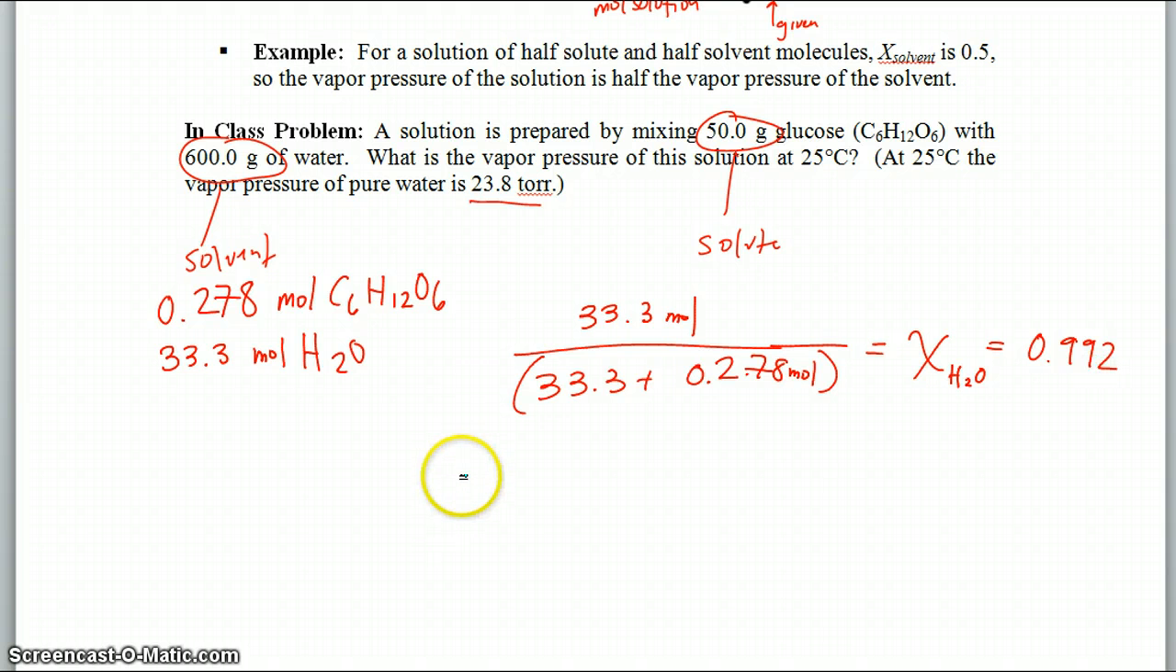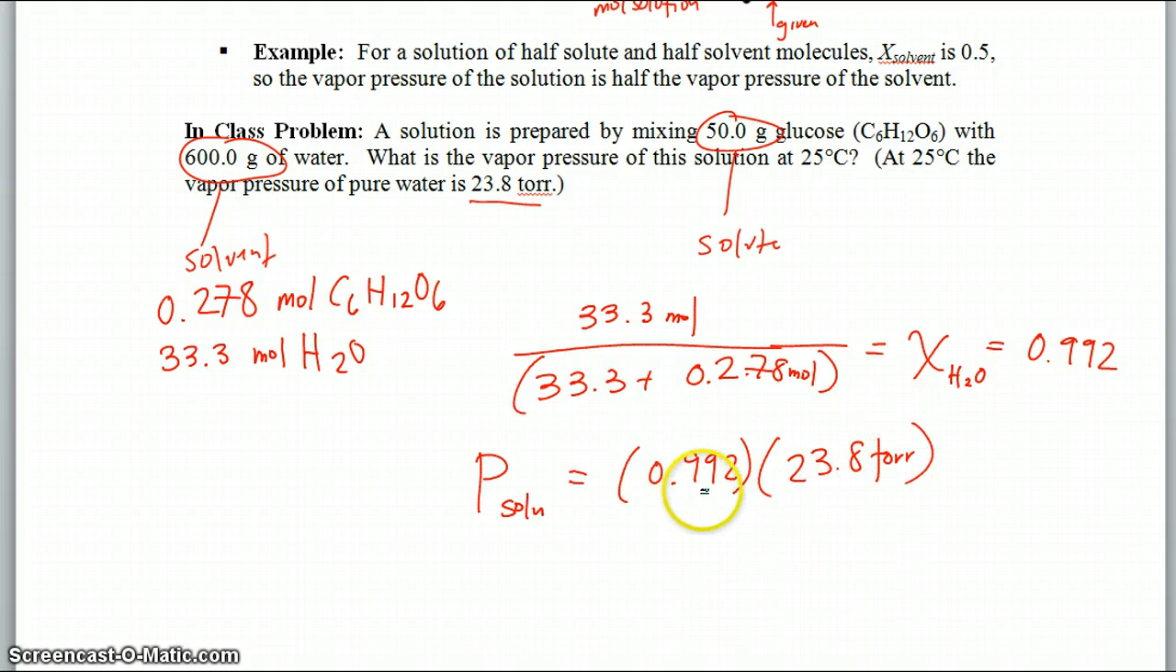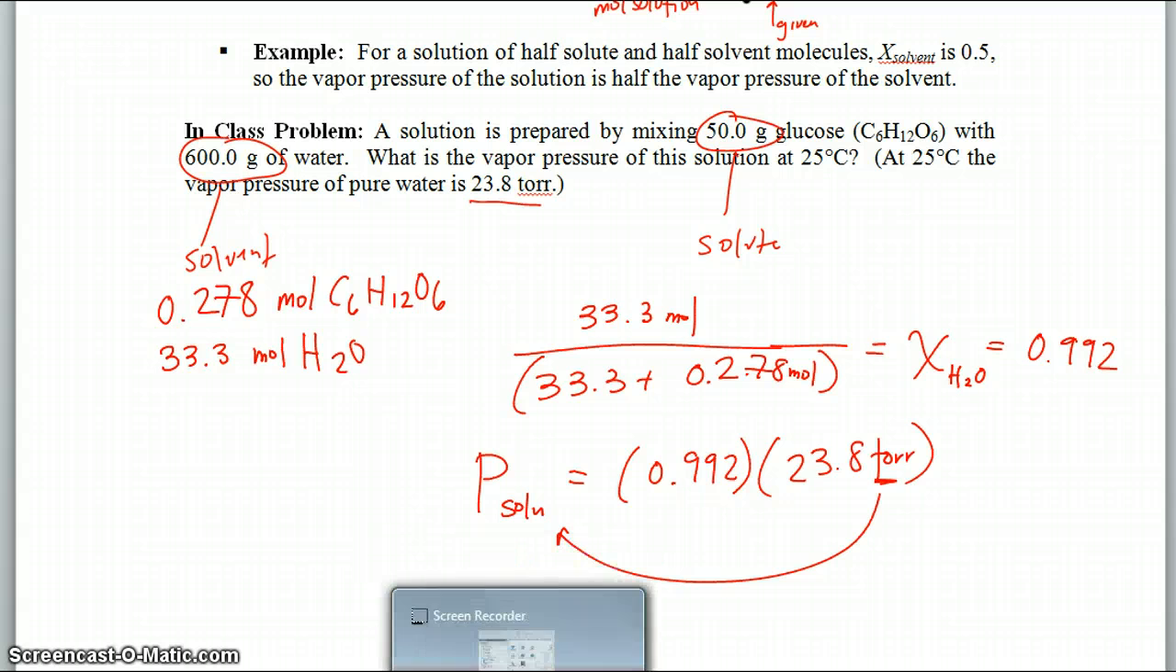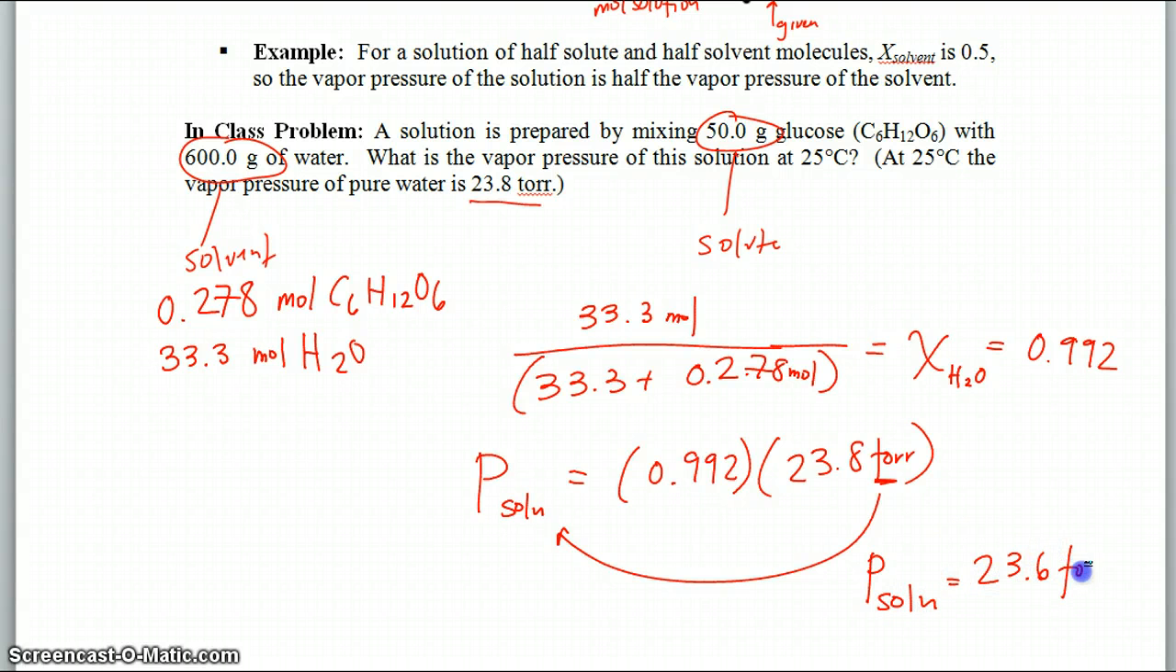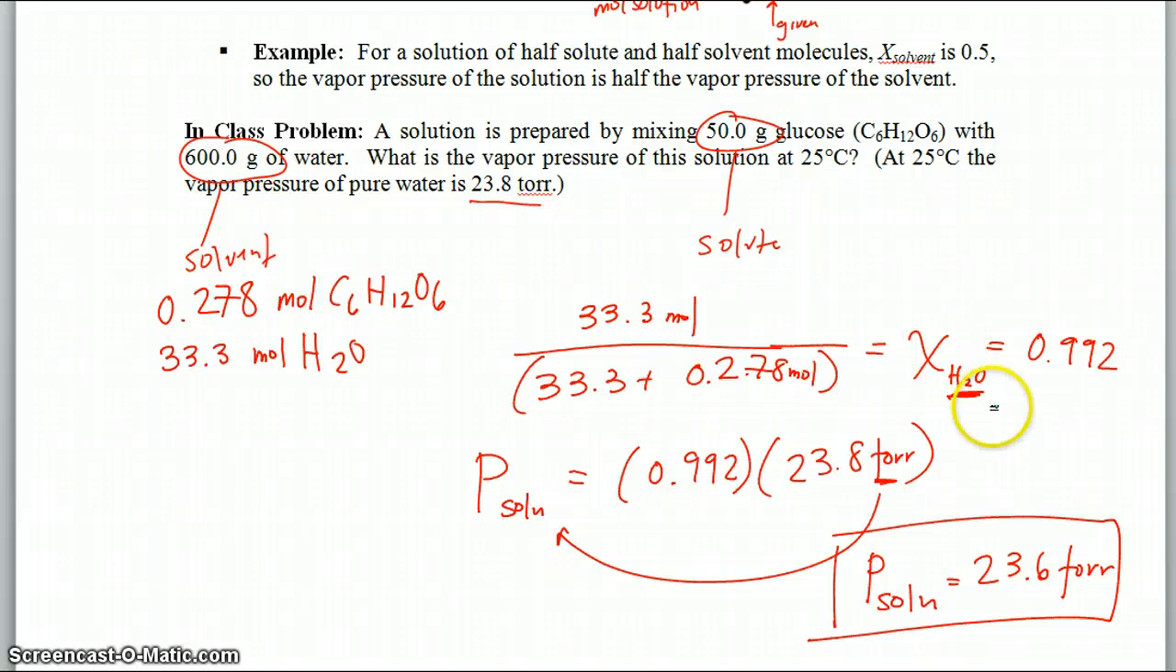0.992. Okay, and so then you can find the pressure of your solution by just multiplying that mole fraction by the constant that you're given initially. And what's nice is there's no unit on the mole fraction, and so your pressure unit right here corresponds to the pressure of your solution. And so when you do that multiplication, you should find that the pressure of the solution is 23.6 torr. Okay, and one thing, please make sure that this mole fraction is for your solvent. One of the biggest mistakes, and I have made it before too, is to do the mole fraction of the solute. Okay, so it's the mole fraction of the solvent that you want.